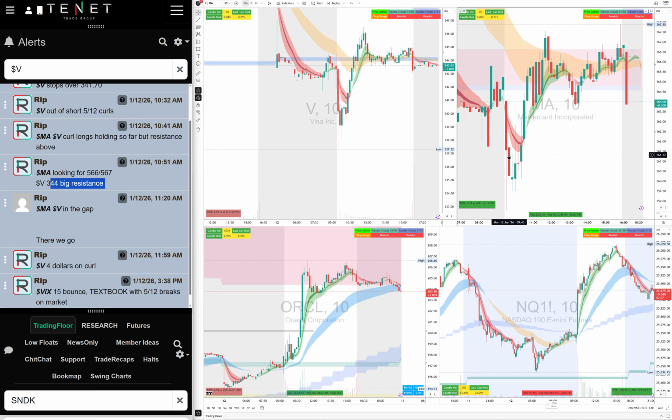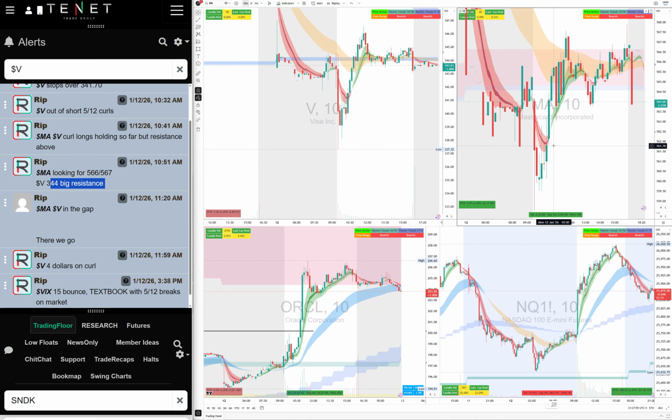Better with the stock than the options. Same for MasterCard with the curl. So this is a repeatable 512 curl setup that we were trading long on these 2 names.